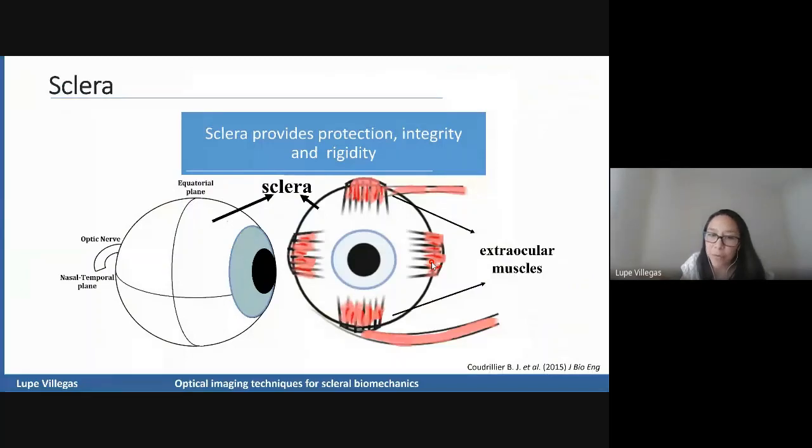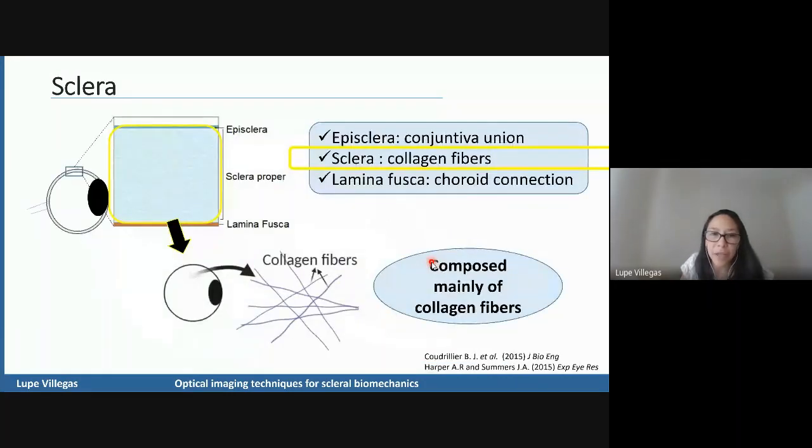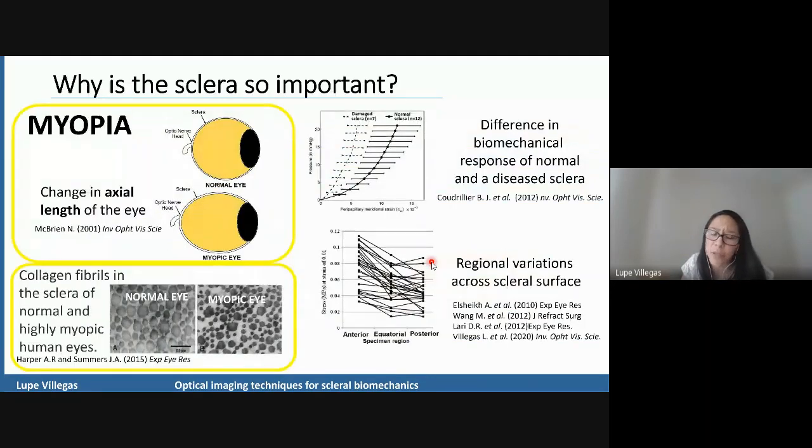The sclera is the white part of the eye that provides protection to the internal structure and also integrity and rigidity. The sclera is composed of three different layers: episclera, sclera, and lamina fusca. We are focused on the proper sclera, which is mainly composed of collagen fibers. So why is the sclera important?